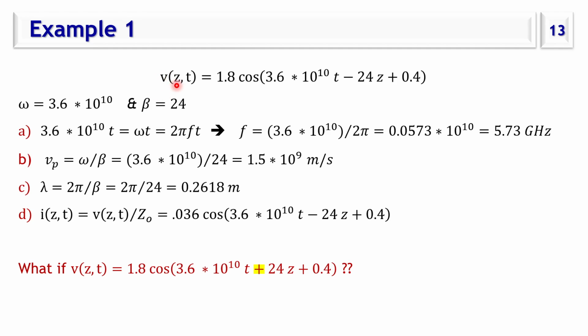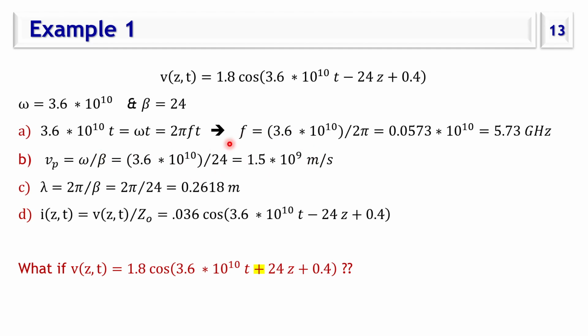So here V of z has this expression. We know that it is sine or cosine of omega t. So this term here is omega t, where omega is 2 pi f. So we can get f to be 5.73 gigahertz. Then minus beta z, so 24 is the beta. What we want is the phase velocity, which is omega over beta.